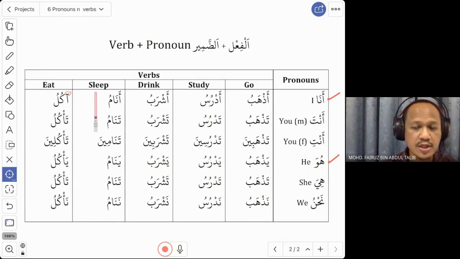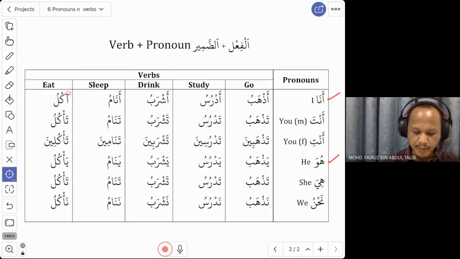Alright. The next word, sleep. Anamu. So change the R to ya. Anamu becomes yanamu. Huwa yanam. What is he doing? Huwa yanam. He is sleeping.